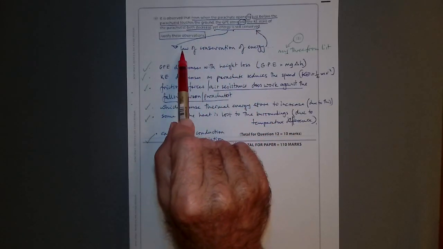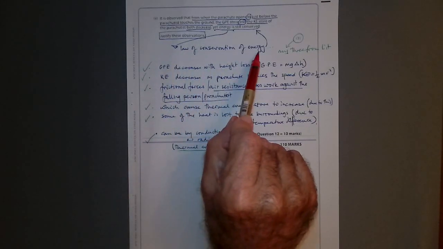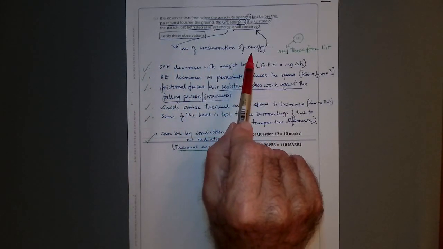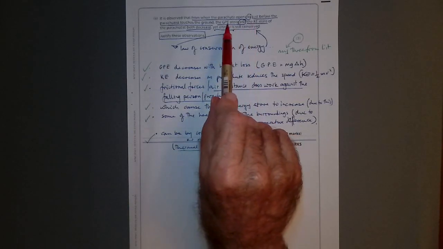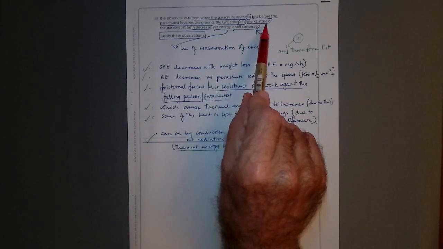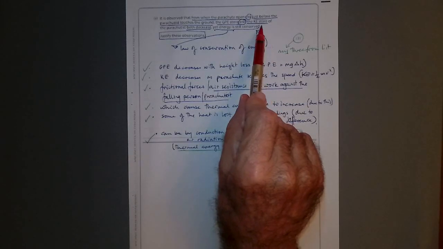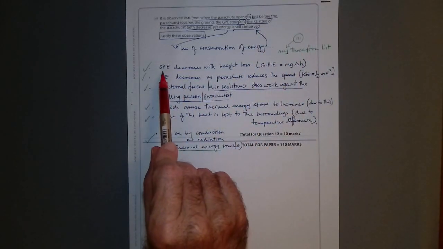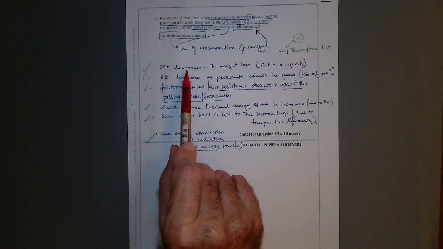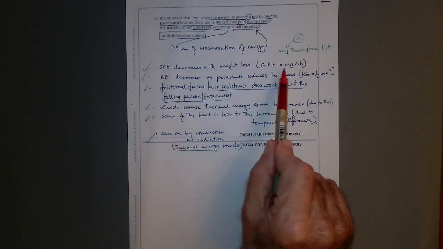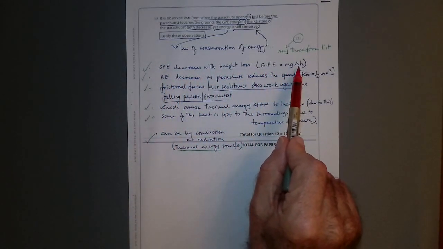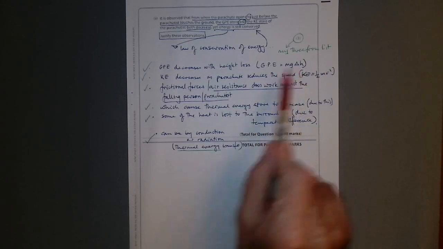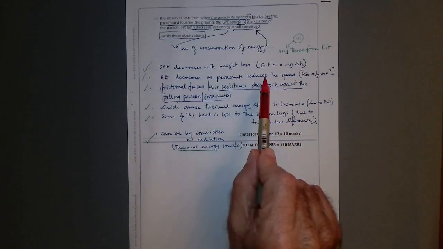Justify these observations. So they're referring again to the law of conservation of energy, where energy can neither be destroyed nor created. So if both of them are losing, gravitational potential energy is losing because it's losing height, kinetic energy store is losing because it's losing velocity or losing speed. So you need to say that gravitational potential energy decreases with height loss. Yes, because GPE is mgh and is directly proportional to the height. Kinetic energy decreases as the parachutist reduces speed.